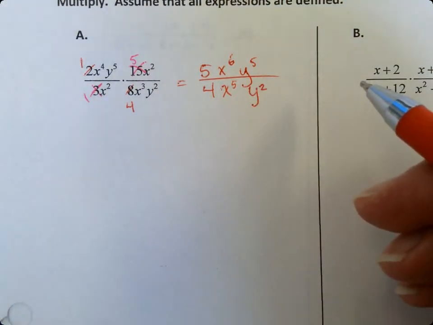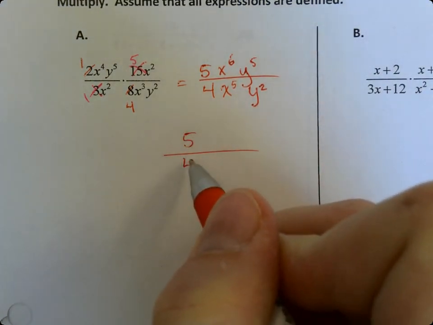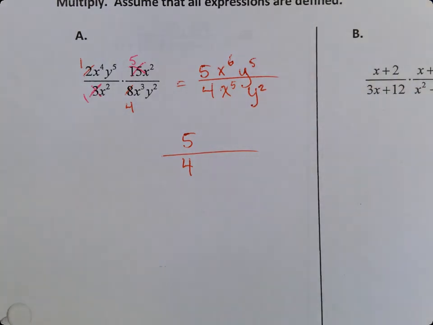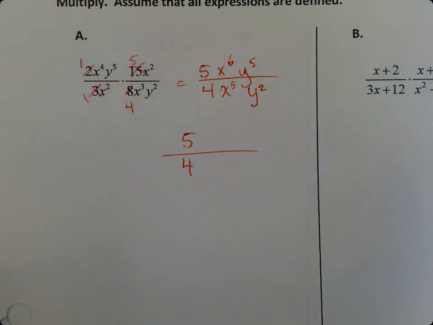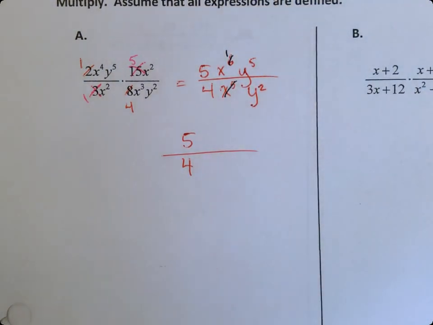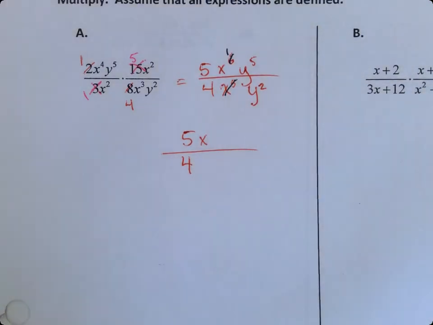Okay, so we've already got our number narrowed down to 5 over 4. We double check that we can't reduce more. We want to keep the fraction, no mixed numbers, no decimals. Who has more of the x's, top or bottom? Top. Okay, so I'm going to take out 5, and there's one left where? In the top. So just an x.